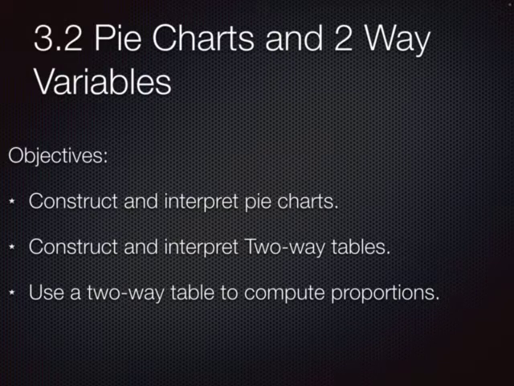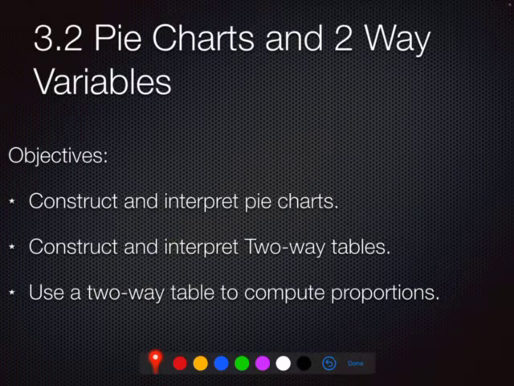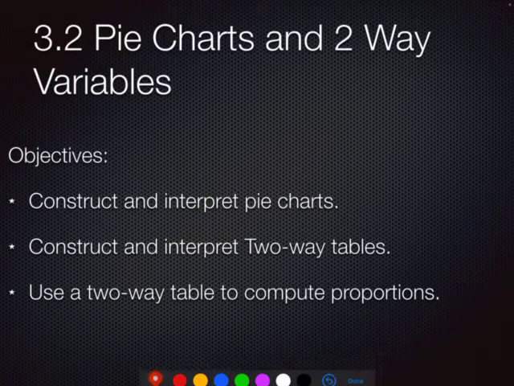Our objectives, when you get done with this, is you should be able to construct a pie chart and interpret what it means, construct and interpret these two-way tables, and then use the two-way tables and actually the pie charts when you interpret them to compute proportions.